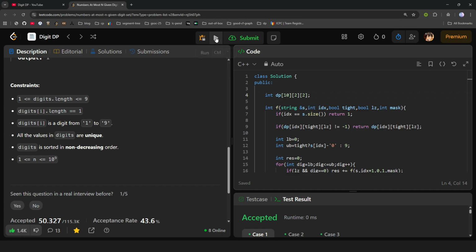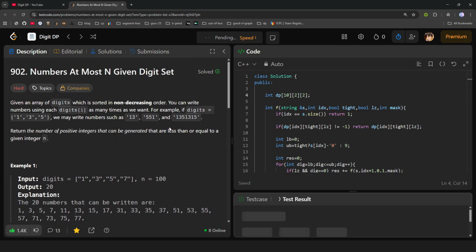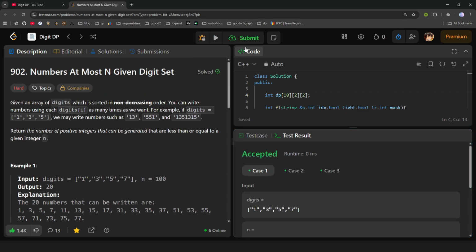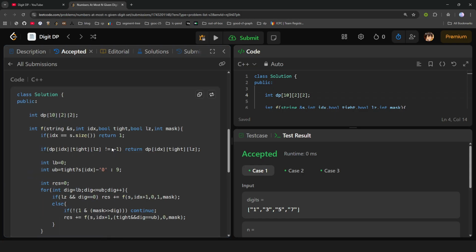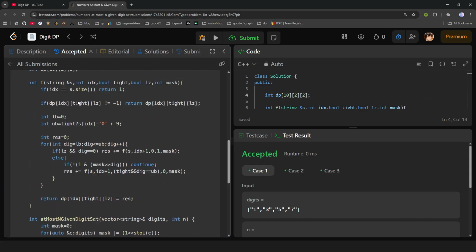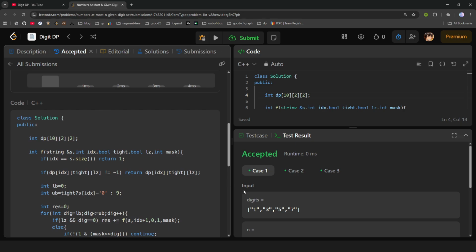So let us now try to run and see if it is correct or not. As you can see, it is right till now. Let us submit it. As you can see, our solution is accepted completely, right? So this is the code that we just wrote, and I have explained each and everything in very detail.